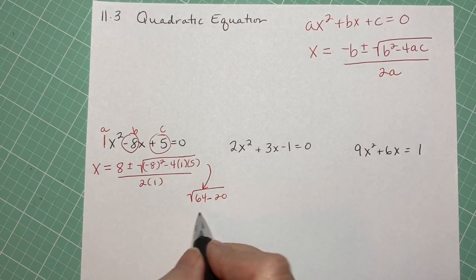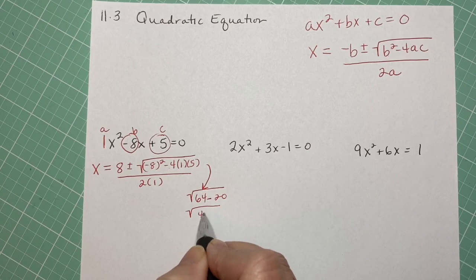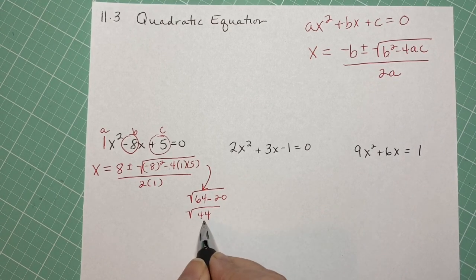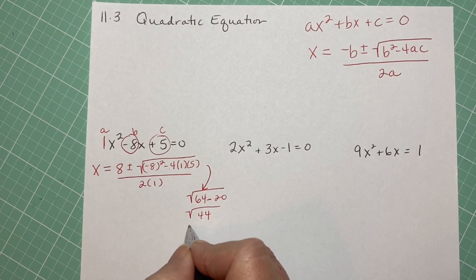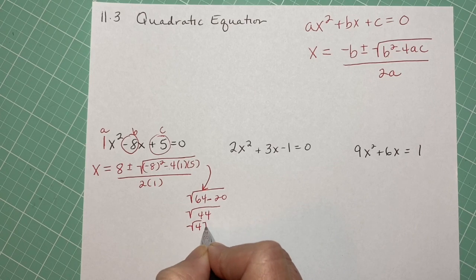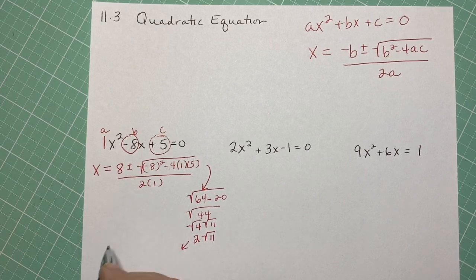Let's go ahead and continue to simplify that. 64 minus 20 would be 44. So now I've got the square root of 44. And then we also want to simplify that as we go. The square root of 44 would be the square root of 4 times the square root of 11, or 2 square roots of 11. Do you see we're learning what we used back in chapter 10. Then we're going to plug that back into the equation.